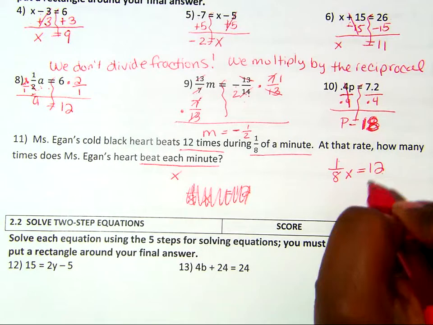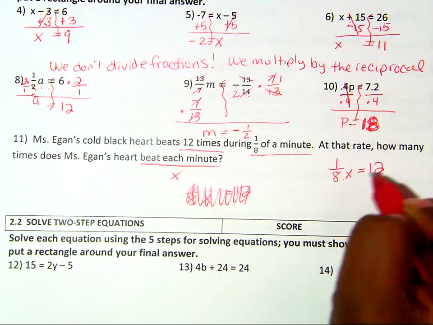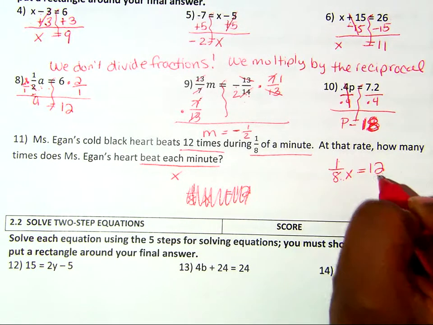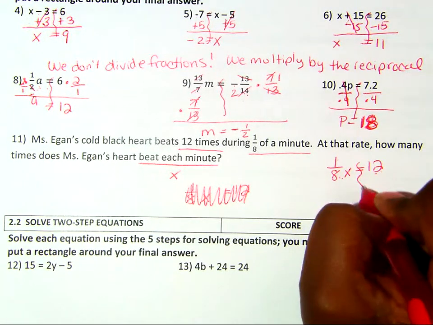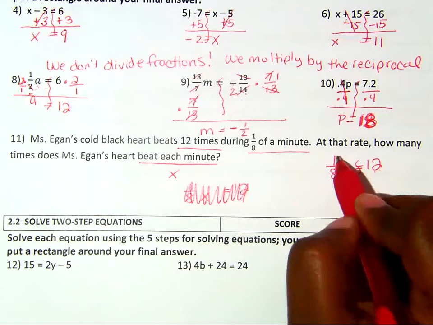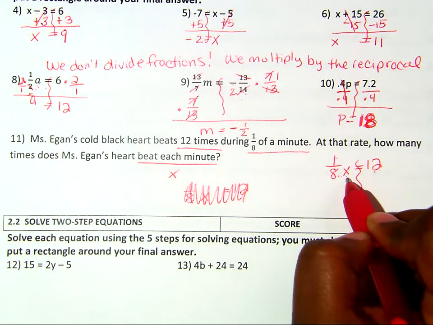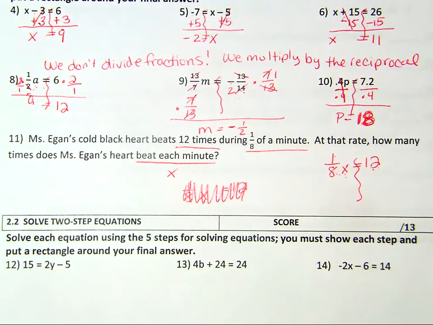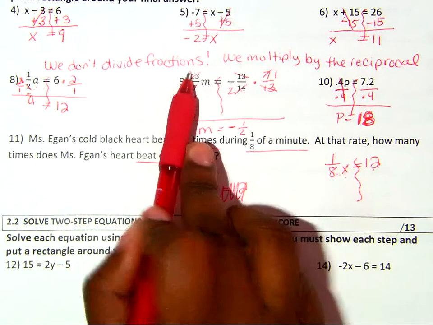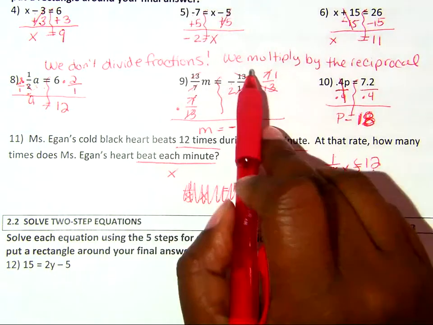Can I distribute? No. Can I combine over here? No. Here's my river. Time to rewind. 1/8 X is a multiplication problem. I'm trying to solve for X. The reverse would be division. We don't divide fractions, so I have to multiply by the reciprocal.